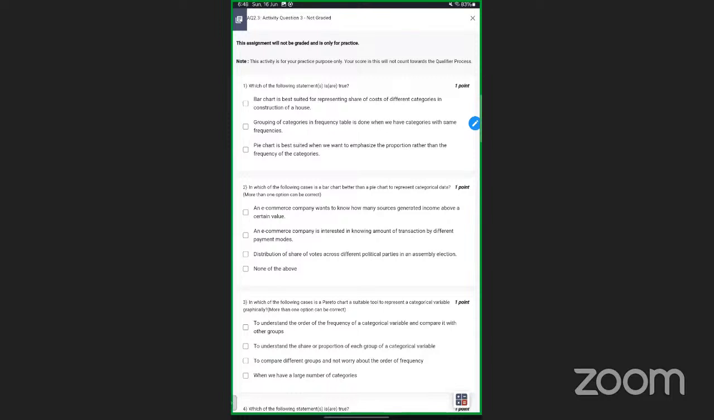But when you want to represent categorical data in terms of relative frequency, you use a pie chart. If you want to represent frequency, you use a bar chart. If you want to represent relative frequency, you use a pie chart. So for frequency we basically use a bar chart.